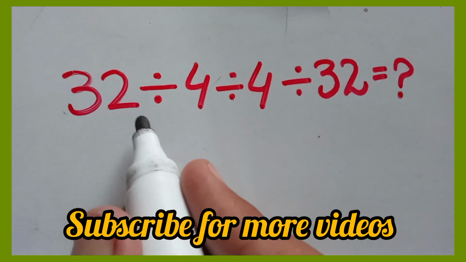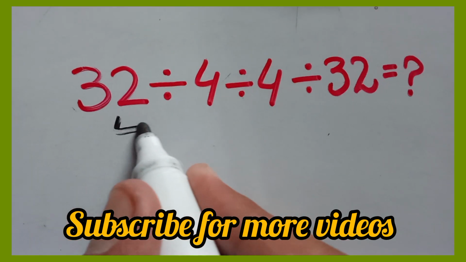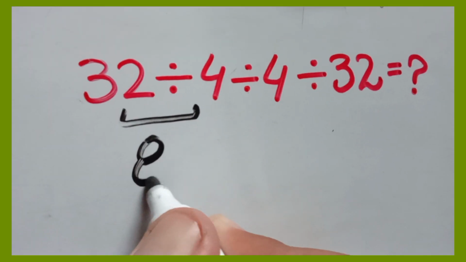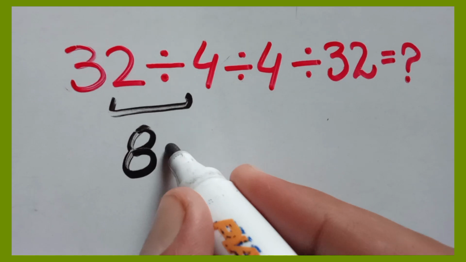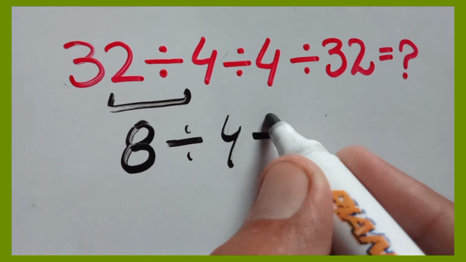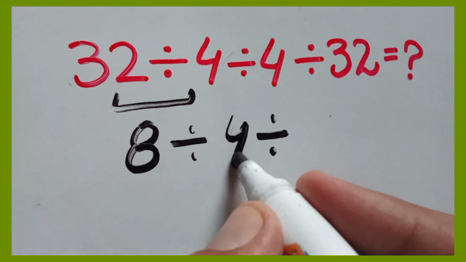So 32 divided by 4 is equal to 8. So I can write here 8, okay? And divided by 4 divided by 32 I can recopy.